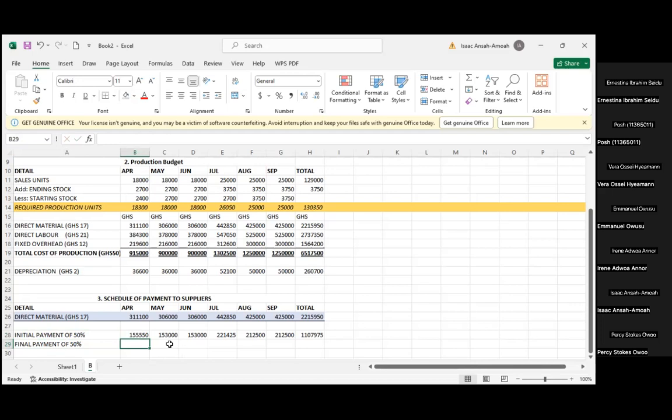In May. So here is 0, right? And this is 0. When we come here, we are just computing 50% of this figure, which is paid in May. Right. The other 50% of May.